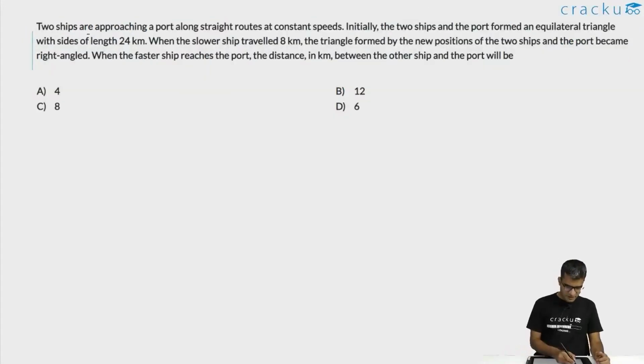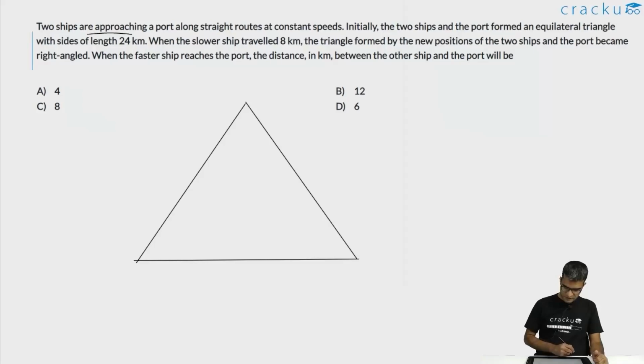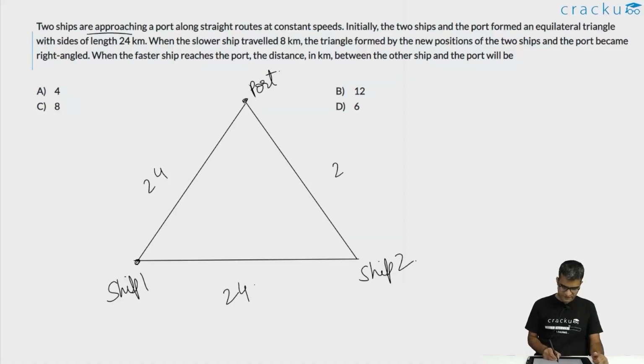In this question, we are told that there are two ships which are approaching the port in a straight line at constant speeds, and they initially form an equilateral triangle. So suppose this is how the equilateral triangle looks. This is the port, this is ship 1 and this is ship 2, of side 24 kilometers. The length of each side of the equilateral triangle is 24, 24 and 24. So this angle will be equal to 60 degrees. They are coming towards the port in a straight line.